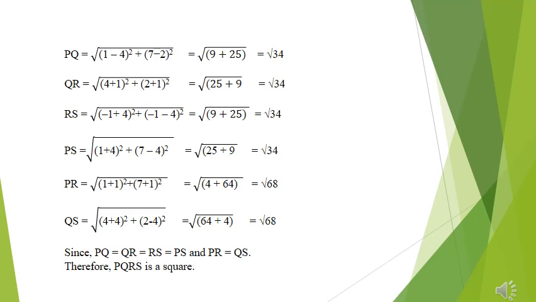From that we conclude that the sides of the square are equal. Similarly, when we find the length of the diagonal PR, we get root 68, and the length of the other diagonal is also root 68. So since the sides of the square are equal and the diagonals are also equal, hence we can say PQRS is a square.